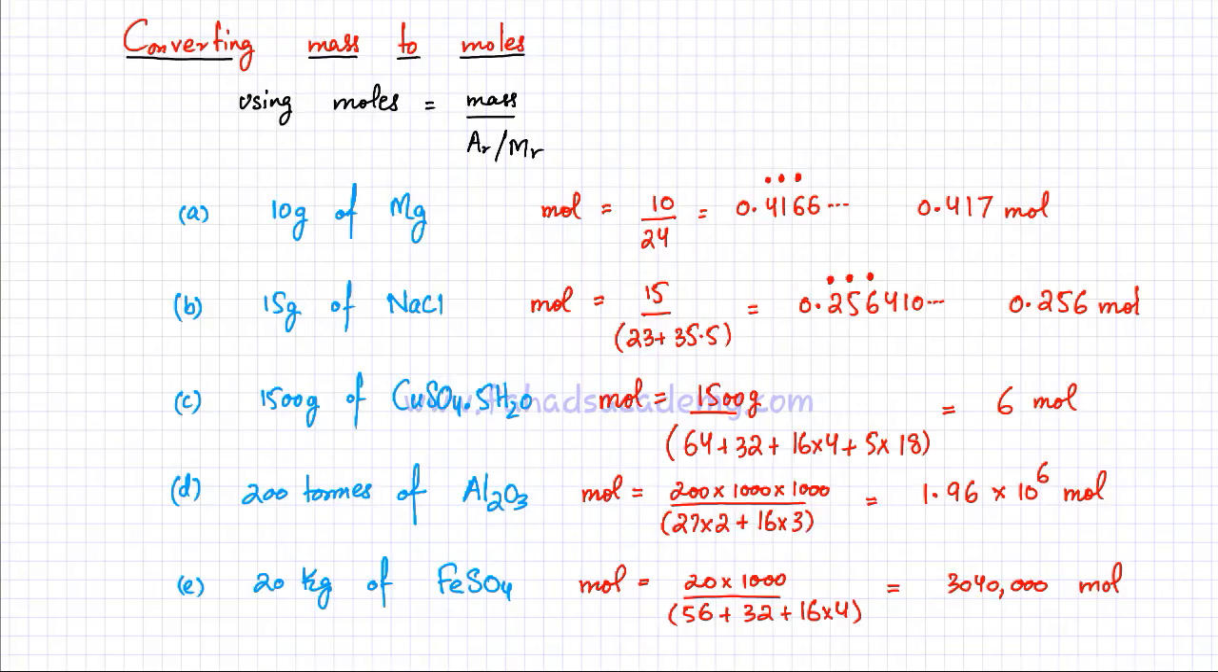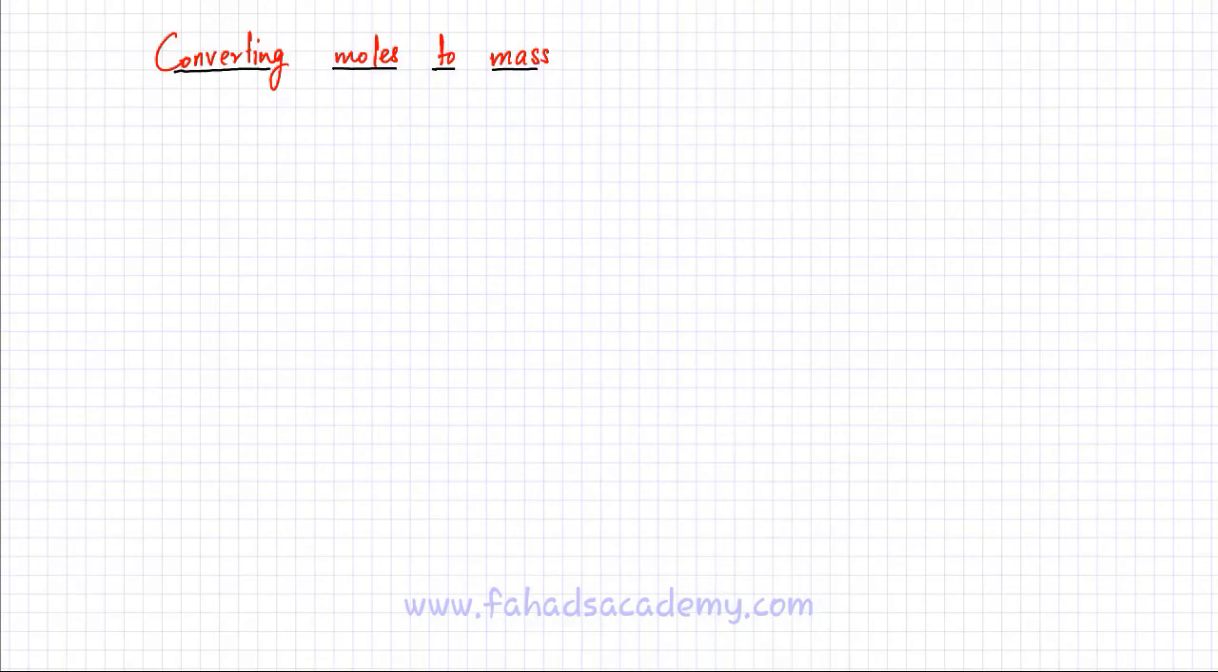So we're going to do another exercise now. We will now do another exercise to convert moles to mass, and we will use the formula moles is equal to mass divided by MR or AR, the molar mass of the molecule, or the relative atomic mass or the molar mass of an atom. So AR stands for the mass of an atom, and MR stands for the molar mass of a molecule.